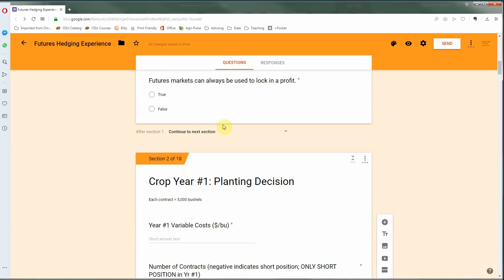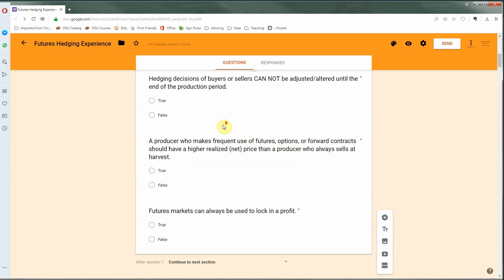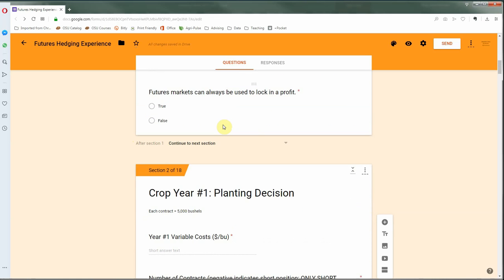This is the first block of questions that they answer, and then they continue. I tell them, once you get to the start of the planting decision at crop year 1, to pause and not move forward, so we all stay on the same page.